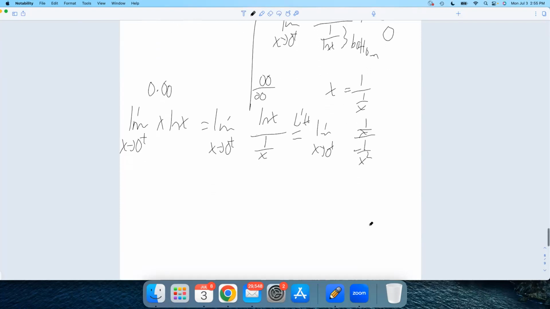Let's clean this up. Let's do a little keep, change, flip. This is just algebra here. I've got 1 over x times negative x squared over 1. No calculus happened there. I didn't take any derivatives. Just keep, change, flip. That just cleans up to negative x. One of the x's cancels. This limit I can just do. Limit as x goes to 0 of negative x, that's just 0. I'm done. I've taken the limit.